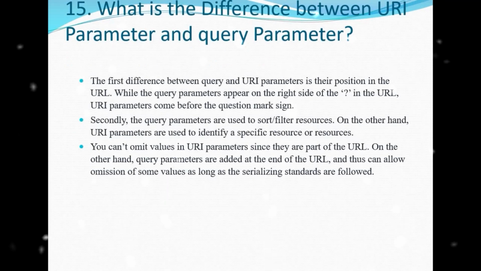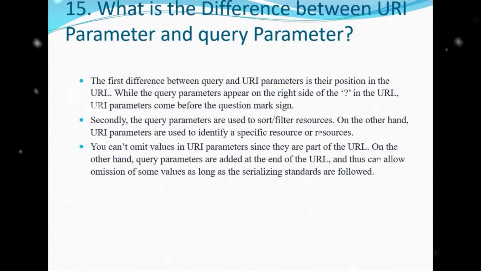15. What is the difference between URI parameter and query parameter? The first difference between query and URI parameters is their position in the URL. While the query parameters appear on the right side of the question mark sign in the URL, URI parameters come before it. Secondly, the query parameters are used to sort or filter resources. On the other hand, URI parameters are used to identify a specific resource or resources.